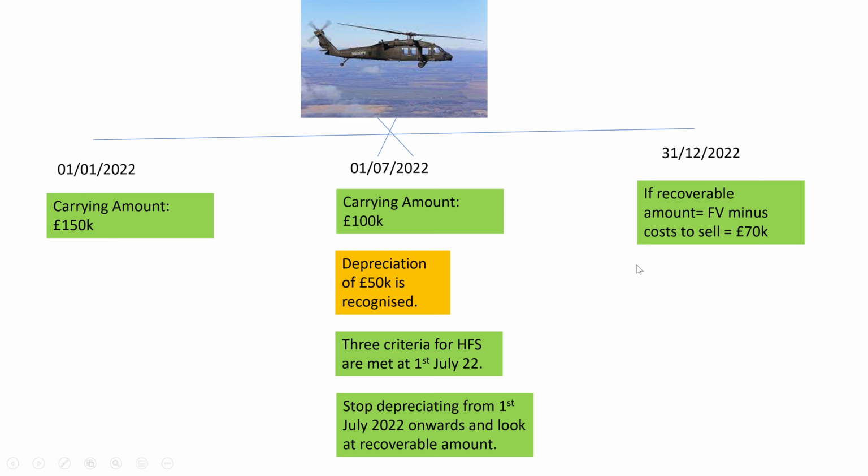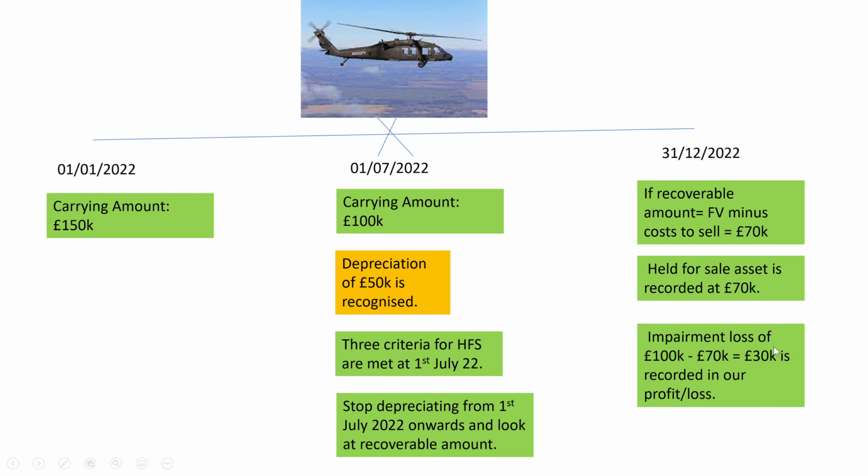The recoverable amount is equal to your fair value minus your cost to sell. And if I told you that in this case it's 70k, then we have a problem because the recoverable amount is less than the carrying amount. So we record the held for sale asset at 70k within non-current assets, within NCA, and then record an impairment loss of the 100k minus the 70k, which gives us 30k. And that reduces our profits, so the CEO isn't happy.